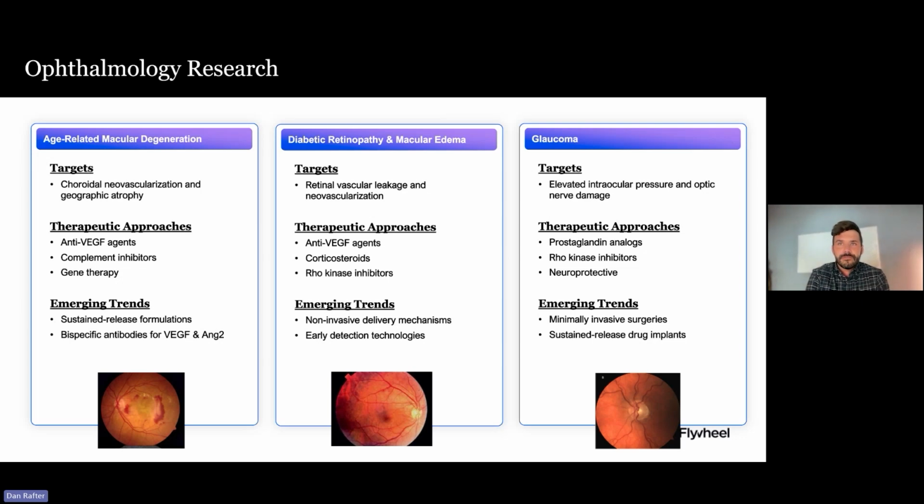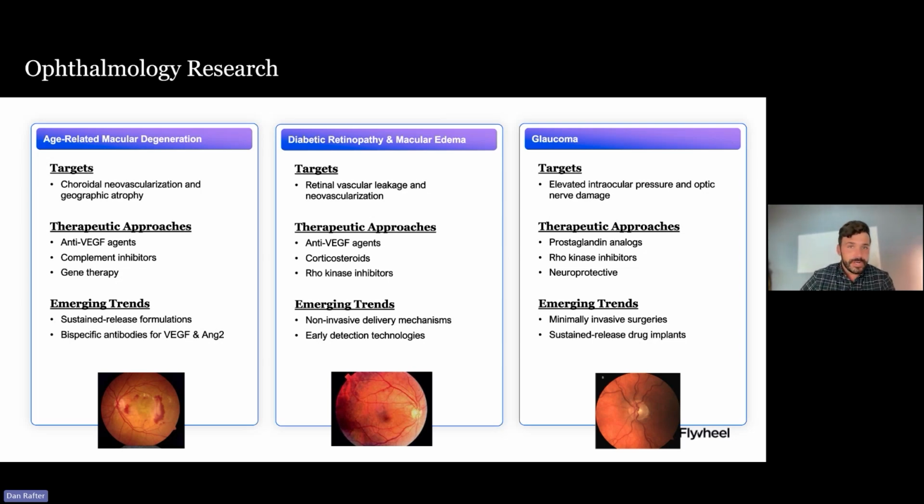There's a number of disease processes that have targeted focus across these verticals, including age-related macular degeneration, looking at how we can decrease or slow that choroidal neovascularization and geographic atrophy with anti-VEGF, complement inhibitors, as well as gene therapy.